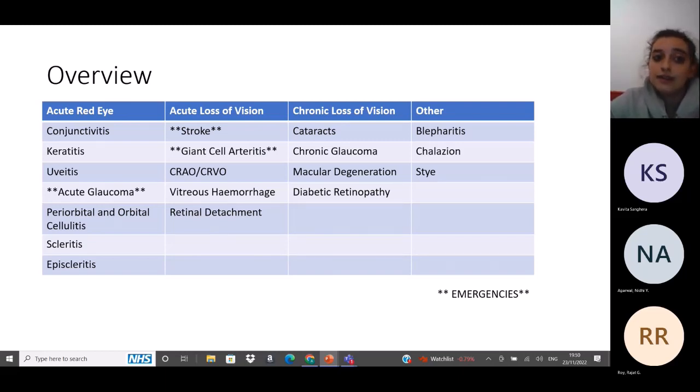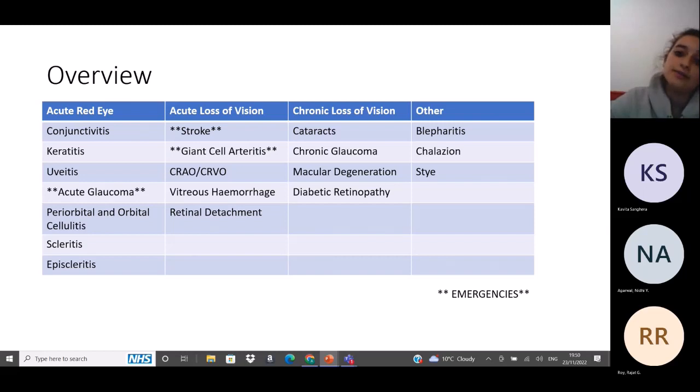So in acute red eyes, we've got conjunctivitis, keratitis, uveitis, acute glaucoma, periorbital and orbital cellulitis, and you've got scleritis and episcleritis as well. In acute loss of vision, never forget stroke. We didn't mention it today, but that's something to always consider. GCA, central retinal arterial and venous occlusions, vitreous hemorrhage and retinal detachment. And then chronic, you've got the four that we've just gone through.